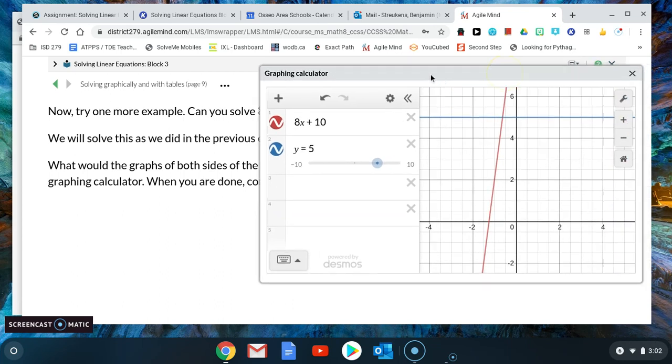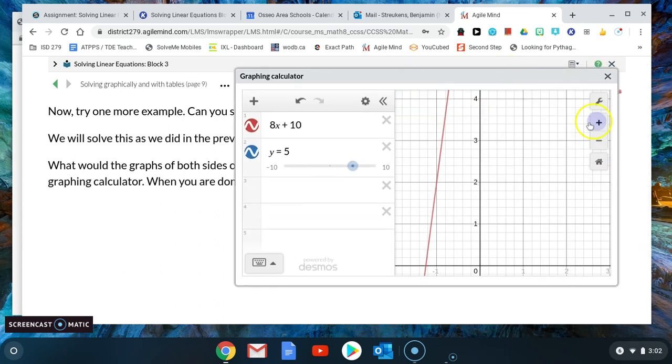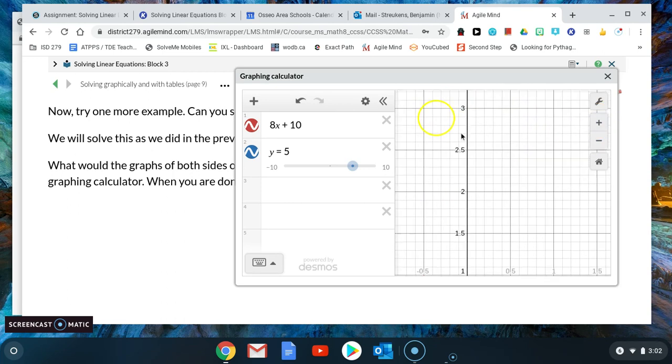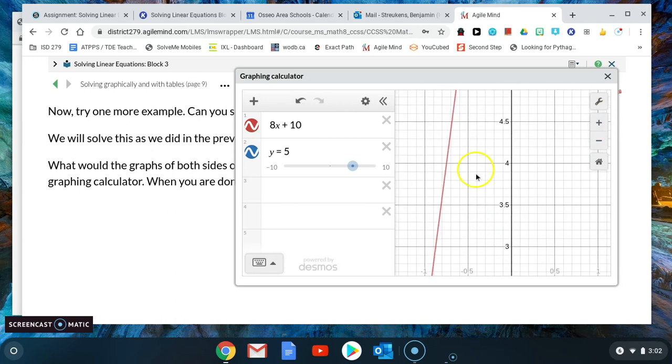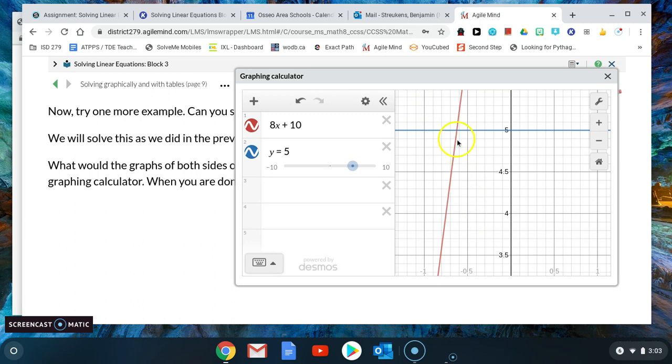Now we do have a point of intersection. If we zoom in on this, it's not at a very good point, so I'm going to put a dot onto this graph right at the intersection with my mouse. If I hover over it, it says my coordinates are negative 0.625 and 5. Remember, the solution is always the x coordinate if you're looking for x. So our solution this time is negative 0.625.